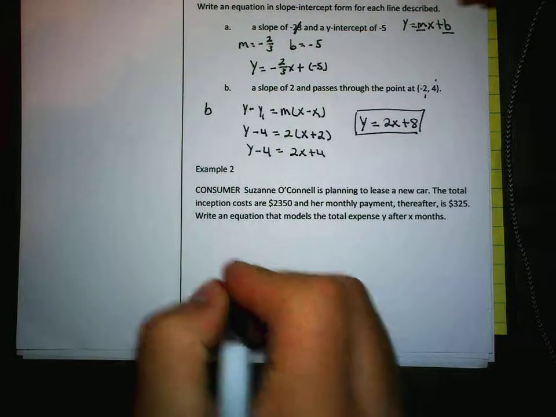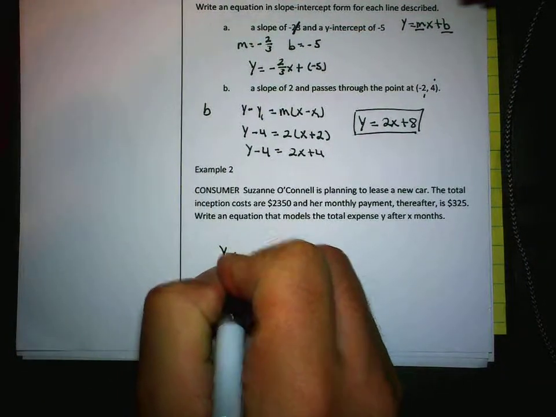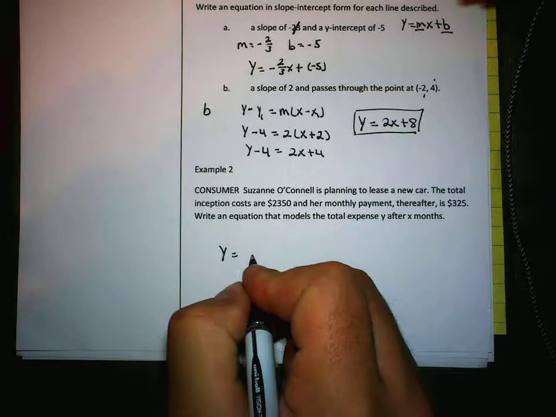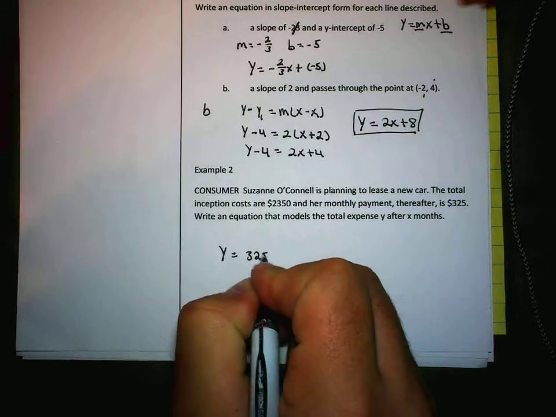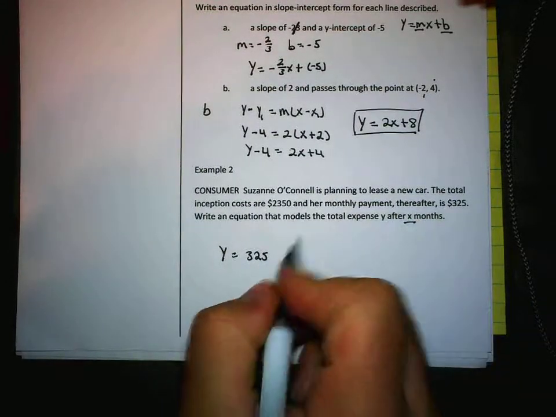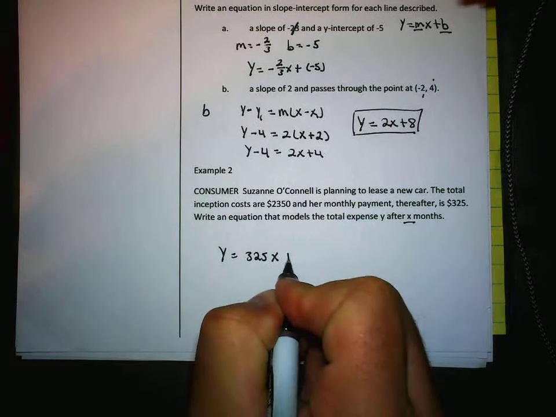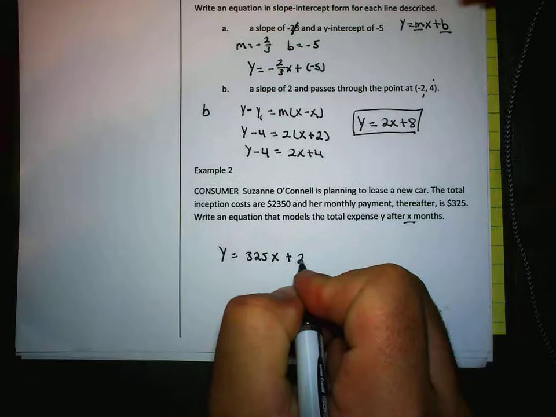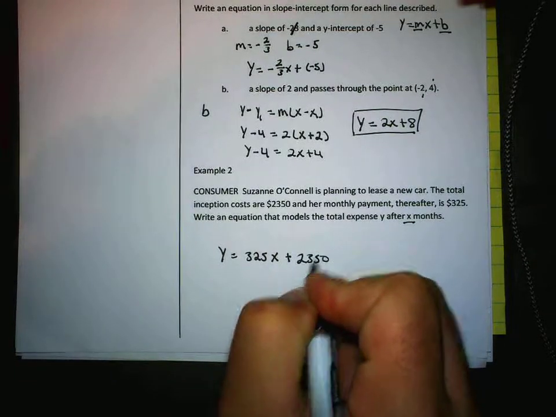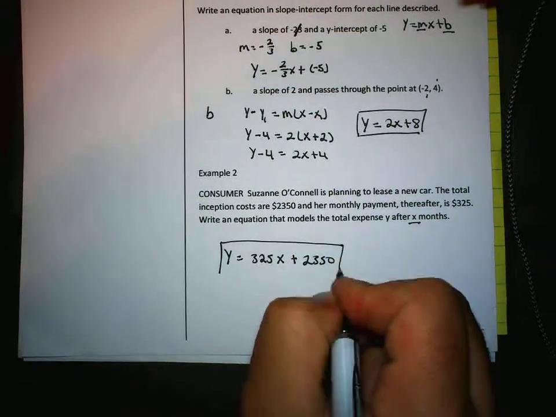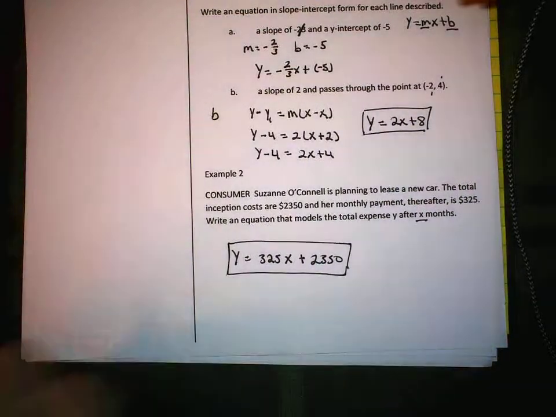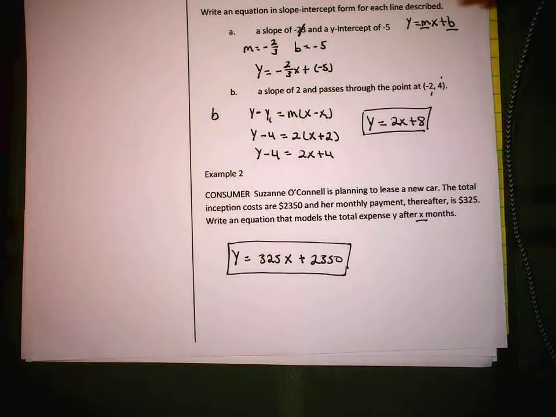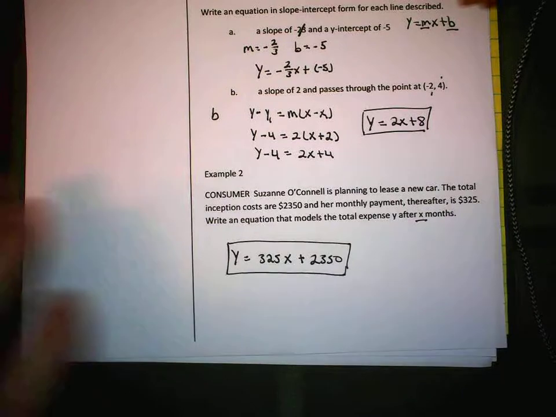So, total cost equals y. Her cost per month, $325. Months are written in the form x, so 325x plus, how much was your down payment? $2,350. That's our equation for how much this car is costing her over time. Not too complicated, guys.